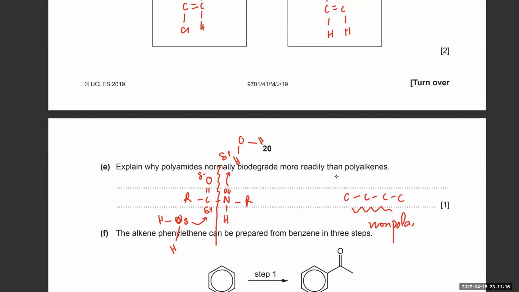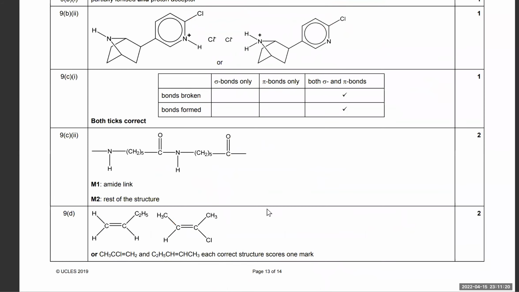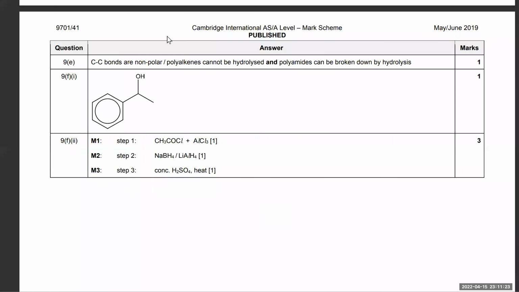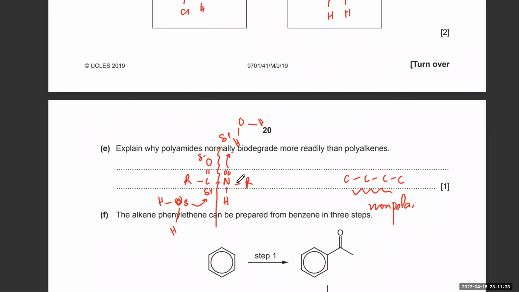So they don't attract water molecules. It's just a one mark question. We'll just check how that is stated. Carbon-carbon bonds are non-polar and cannot be hydrolyzed. Polyamides can be broken down by hydrolysis because they're highly polar. That's the one mark answer reasoning for this.